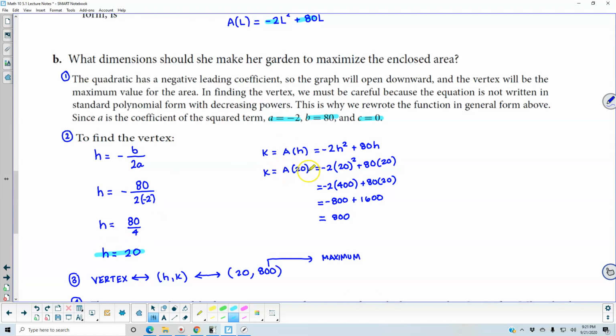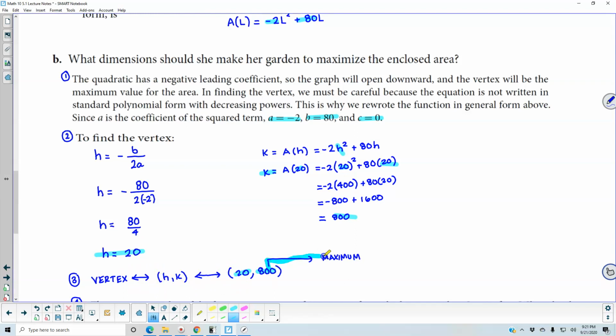Now we're going to plug in 20 into the function above to find the value of k, or the output. So A(20) means we're plugging in h to be 20. So we have -2 times 20 squared, so it's -2 times 400 plus 80 times 20. Well, -2 times 400 is -800. 80 times 20 is 1600. When we add them together, we get 800. So now we know that k is equal to 800. So the vertex is going to be (20, 800).